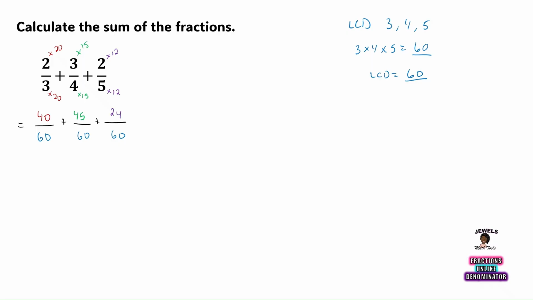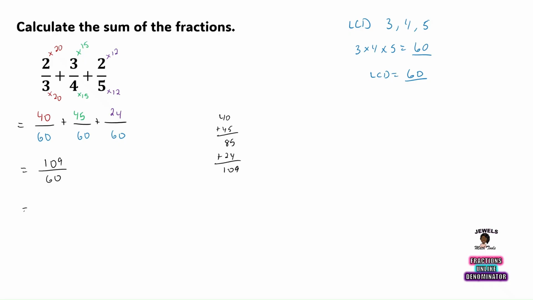Now that we have our equivalent fractions and our common denominator, we know that 60 will remain as our denominator, and let's begin summing our numbers together. We have 40 plus 45, which will equal 85. And then we will add 85 plus 24, which will equal 109. So my numerator will be 109.